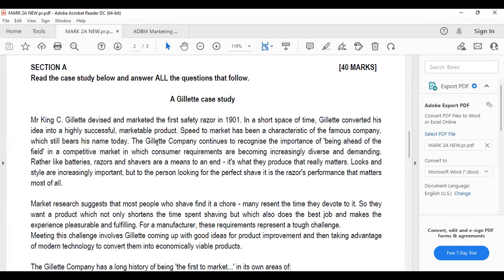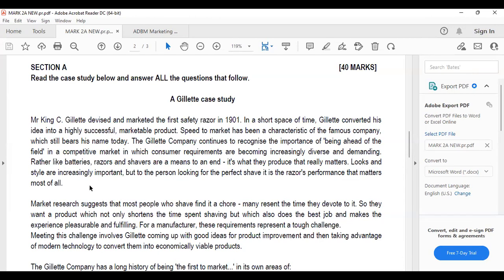The company has also always been the first to be in the market, and has always tried to meet the increasing diverse demands of the product. I just want to locate where they say that the performance of the razor has been rated highly. It has been described as the perfect shave. You can see here, looks and style are increasing, but to the person looking for it, it is the razor's performance that matters most of all.